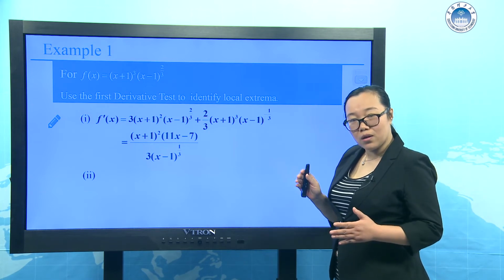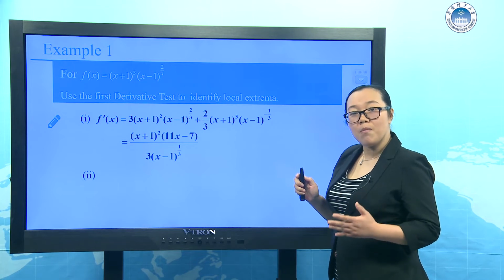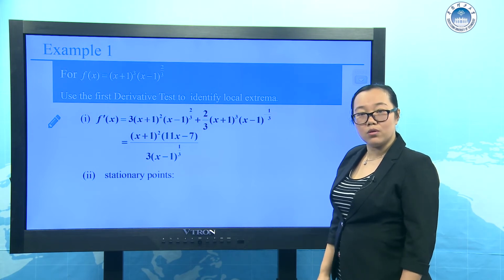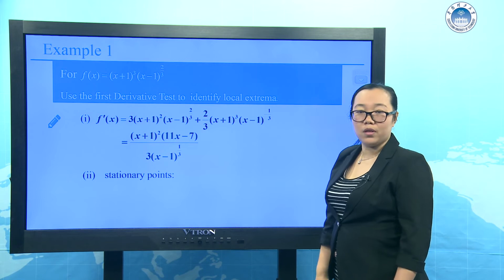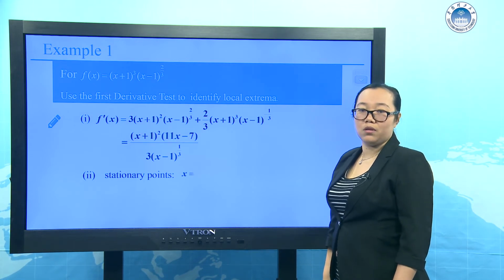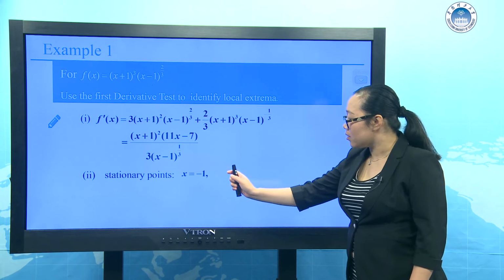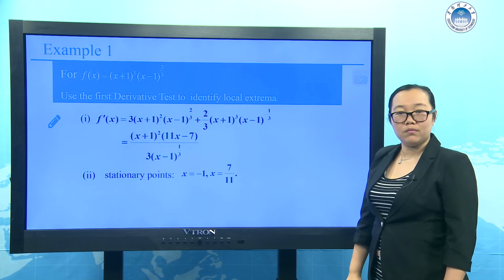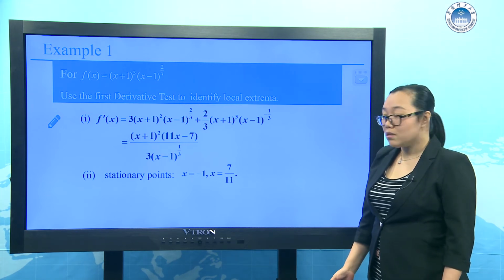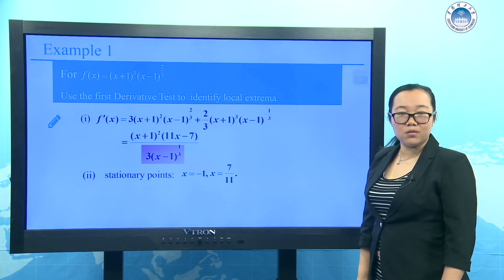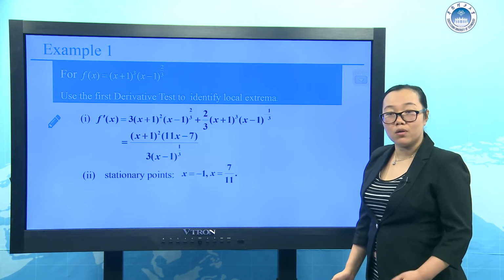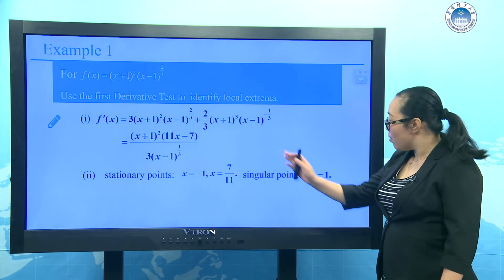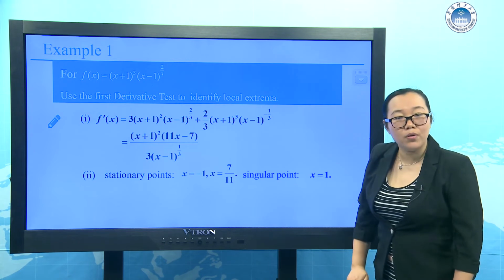How do we find where f prime equals 0 or does not exist? Look at the stationary points, meaning this term equals 0. When this term equals 0, we can get the points x equals minus 1 or x equals 7 over 11. And then pay attention to this term equals 0. We can get our singular point. The singular point means x equals 1. Together 1, 2, 3, three points.